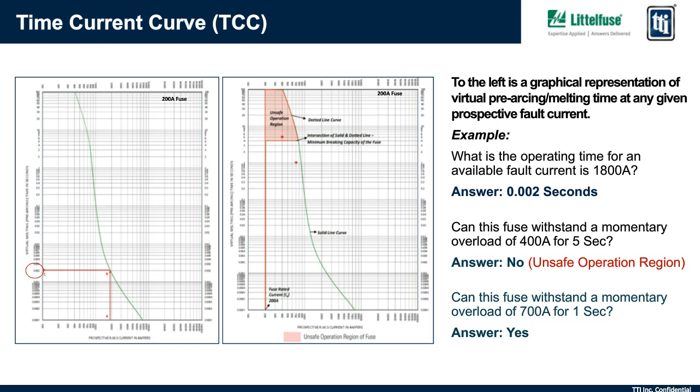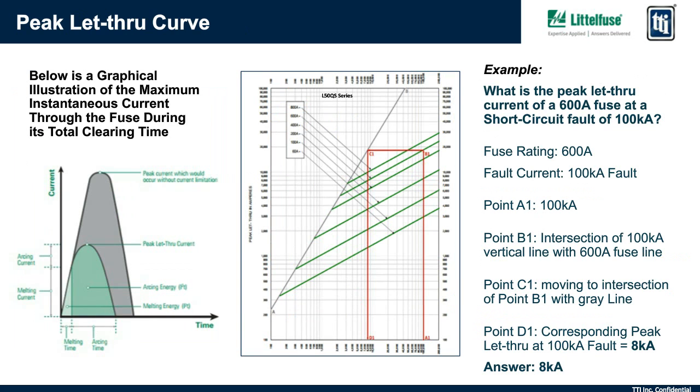Let's move on to the next curve, which is the peak let-through curve. Let's start with a bit of background information on this. High-speed fuses are extremely current limiting. It's one of the many benefits of using high-speed fuses. A current limiting fuse will begin to limit the current and energy let through the circuit when it is subjected to a high enough overcurrent that results in clearing times of less than 10 milliseconds.